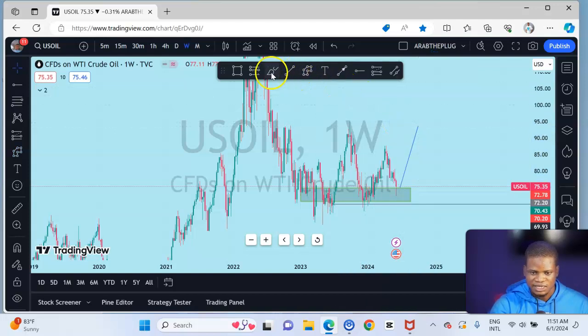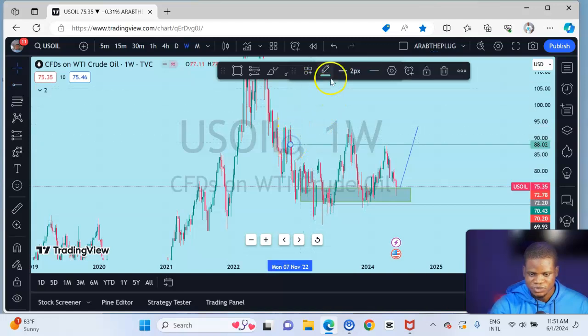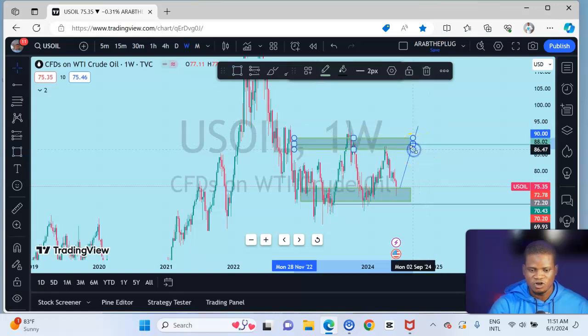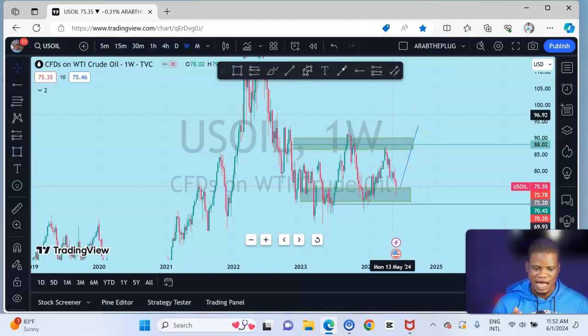And you see that the market has always created a resistance around this area. Let me just use this rectangle tool. Anytime the market has come to this area, it has always formed a resistance. So supports are areas where you look for buying opportunities, and resistance are areas where you look for selling opportunities. So now let's talk about how to trade support and resistance.